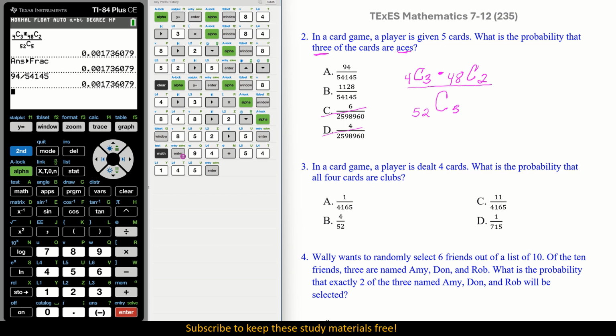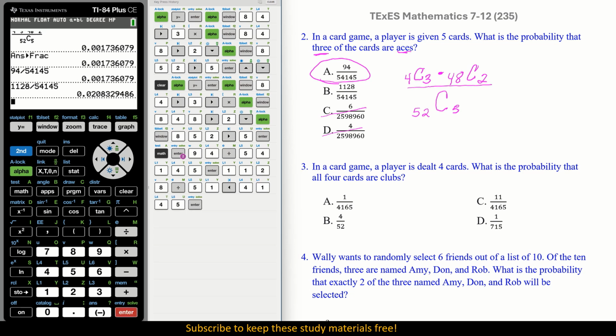For some reason, it looks like the calculator can't translate from our original hypergeometric setup. So let's say it's A, but test B anyway. So 1128 divided by, and same denominator, 54145. Yes, okay, and enter. Well, it's not close, okay? All right, it's larger. So we're good to go.